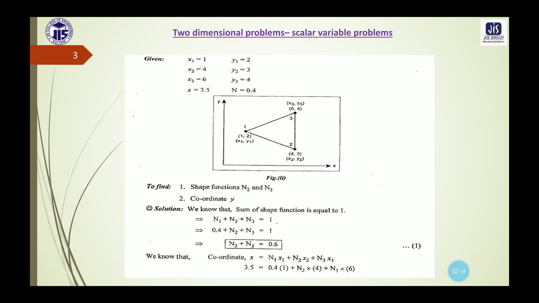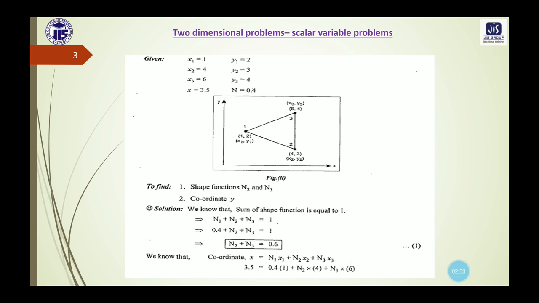So what is given here is that we have a triangular element. Suppose the nodes we have denoted as 1, 2 and 3. Now the coordinate for node 1 is 1 and 2, so x1 is 1, y1 is 2. Then in a similar manner, corresponding to node 2, the coordinate x2 is 4, y2 is 3. Then corresponding to node 3, x3 is 6 and y3 is 4. So these are the three things given.